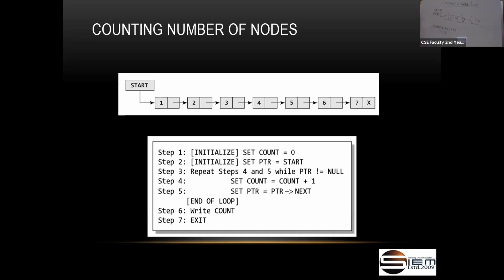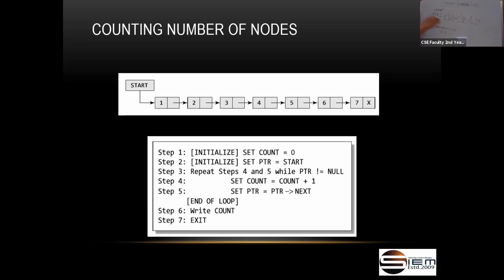Now the interesting question is why we are taking one extra pointer to count the nodes when start is also a pointer. Why are we not doing start equal to start next? Then also we can count. Yes, we can count if we move start. But if we move start, then we will lose the entire linked list.